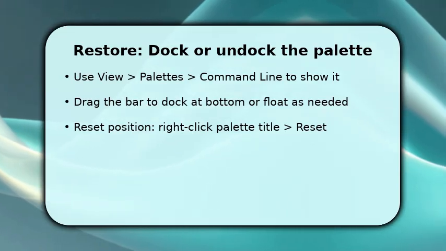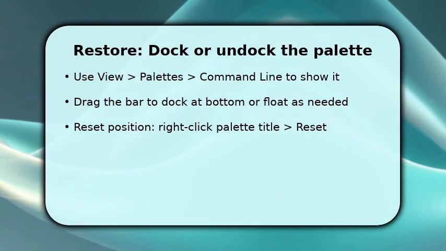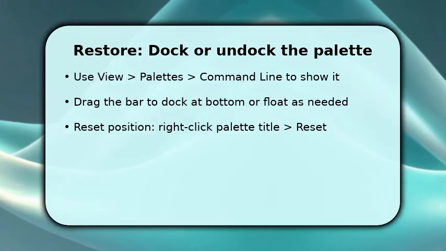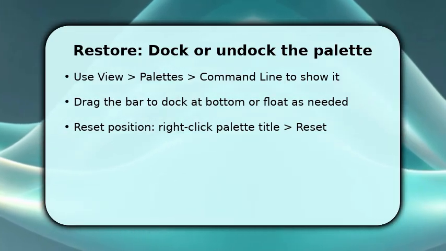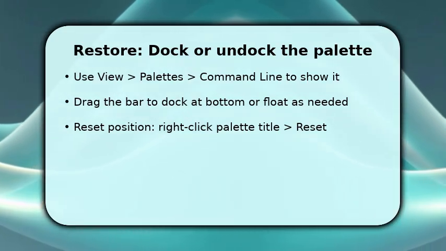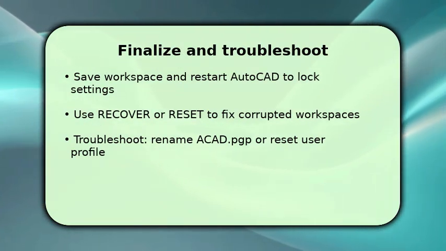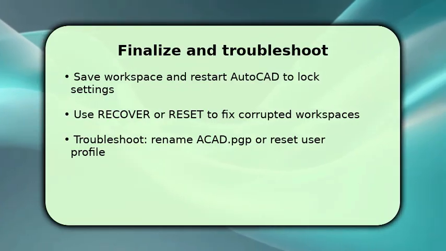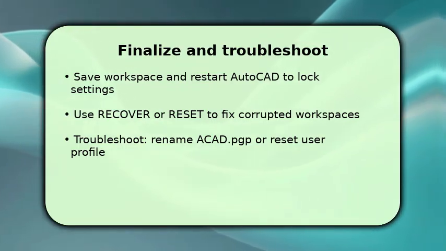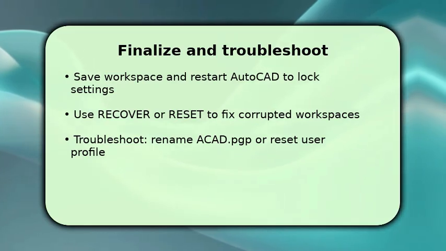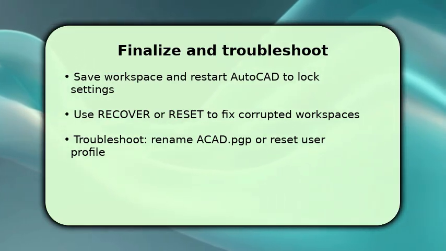Once positioned, save the workspace so the command line location persists between sessions and prevents repeat loss. Finish by saving your workspace and restarting AutoCAD to confirm the command line returns reliably. If it still disappears, reset the workspace from the Workspace Switching menu or run the reset settings to default utility to clear corrupt UI preferences.